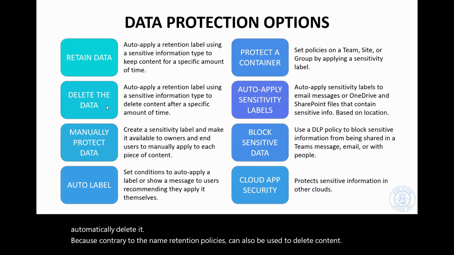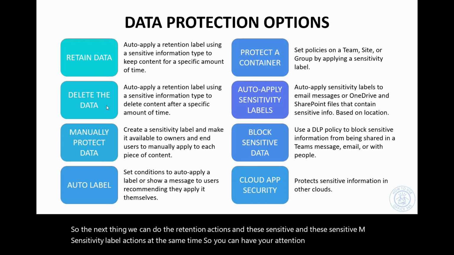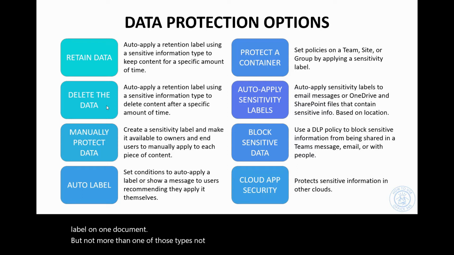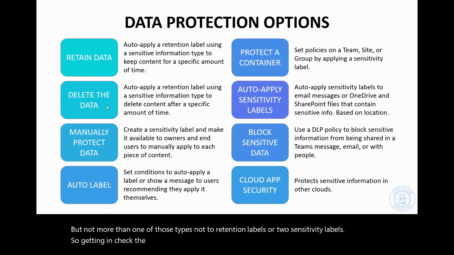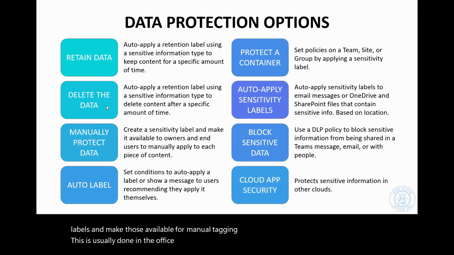So the next thing we can do, the retention actions and these sensitivity label actions at the same time. So you can have a retention label and a sensitivity label on one document, but not more than one of those types, not 2 retention labels or 2 sensitivity labels. So getting into the sensitivity label territory, the first thing we can do is create sensitivity labels and make those available for manual tagging. This is usually done in the Office client from a drop-down in the menu area.